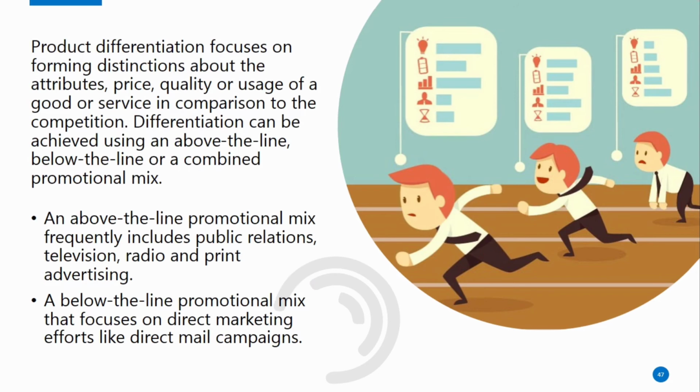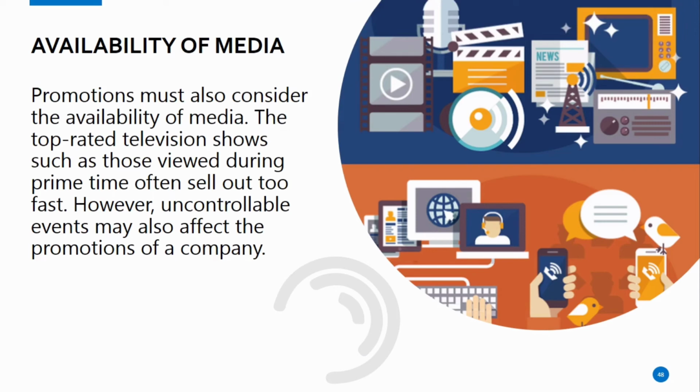Moving on to the last factor, availability of media. Promotions must also consider the availability of media. The top-rated television shows, such as those viewed during prime time, often sell out too fast. Uncontrollable events may also affect the promotions of a company.